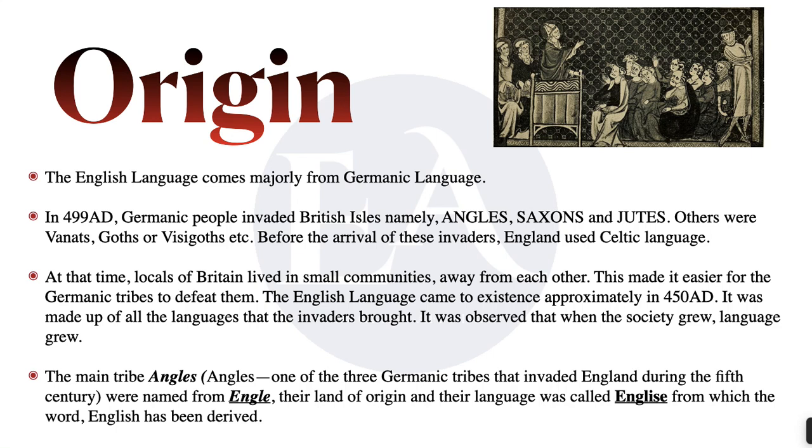The English language came into existence approximately in 450 AD. It was made up of all the languages that the invaders brought. It was observed that when the society grew, language grew. The main tribe, Angles, one of the three Germanic tribes that invaded England during the 5th century, were named from Ingle. Their land of origin and their language was English, from which the word English has been derived.